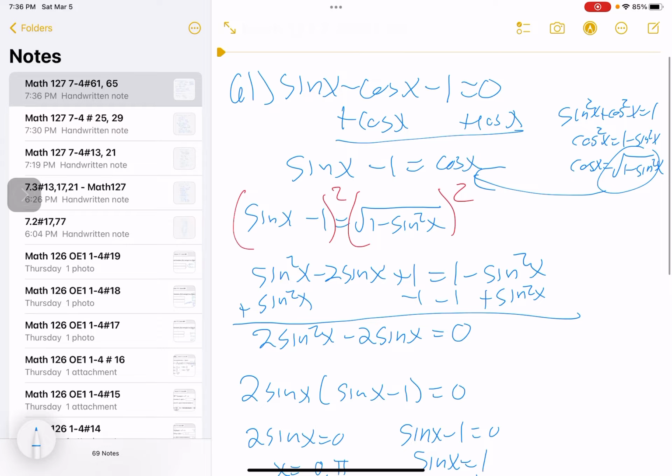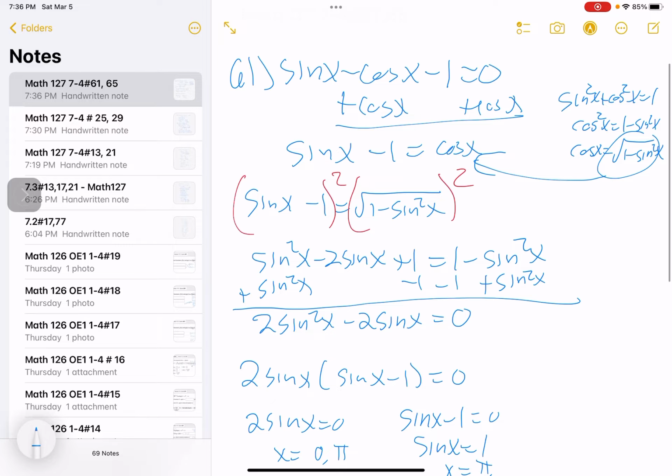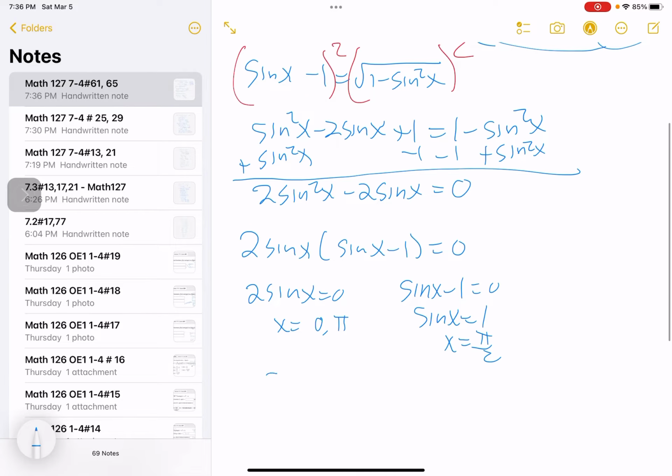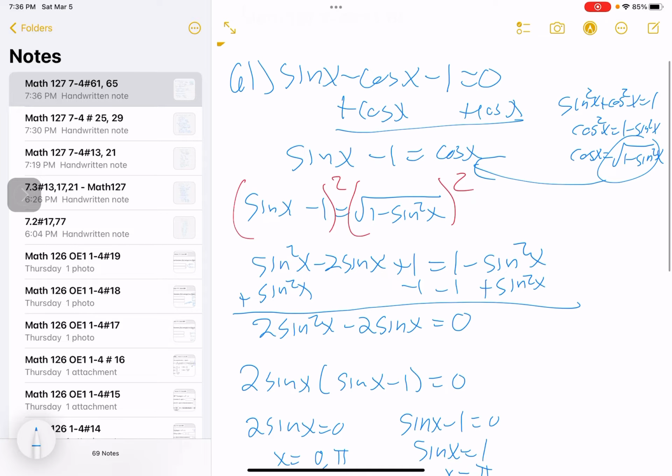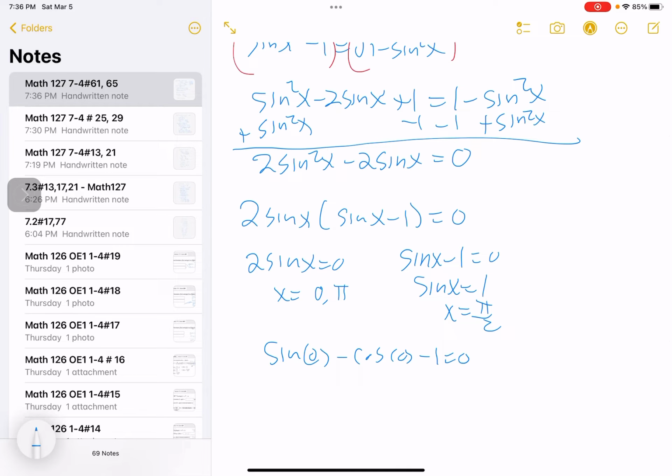In the original, we had sine x minus cosine of x minus 1 equals 0. So sine of 0 minus cosine of 0 minus 1, is that 0? Sine of 0 is 0. Cosine of 0 is 1. So 0 minus 1 minus 1, is that 0? And the answer is no.